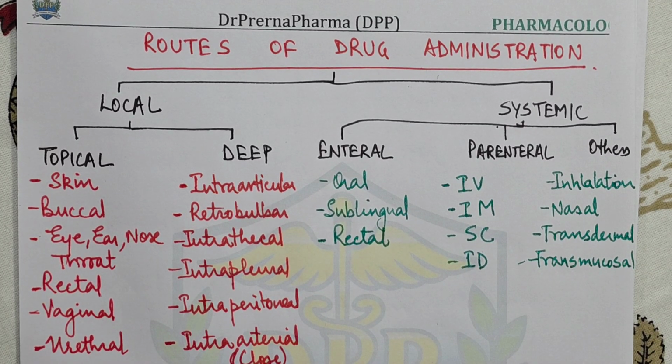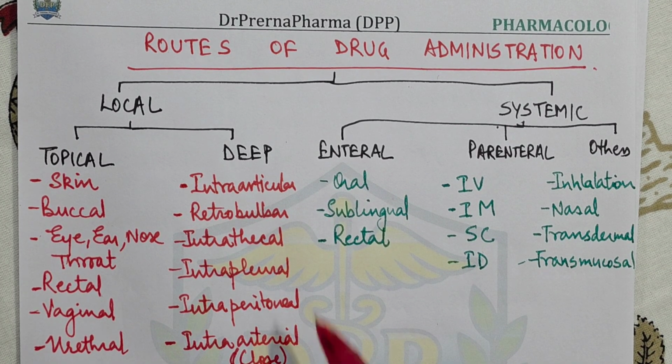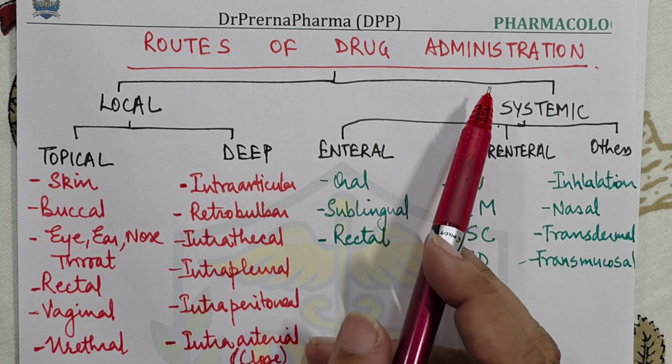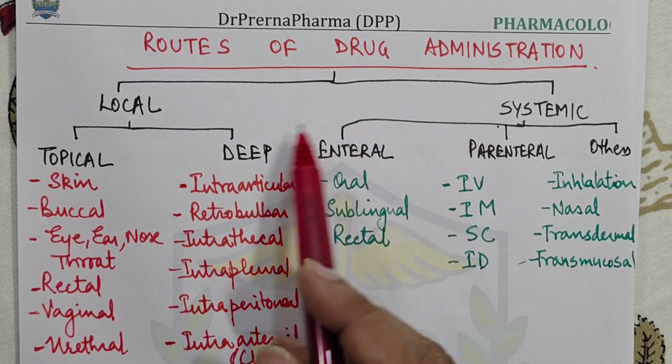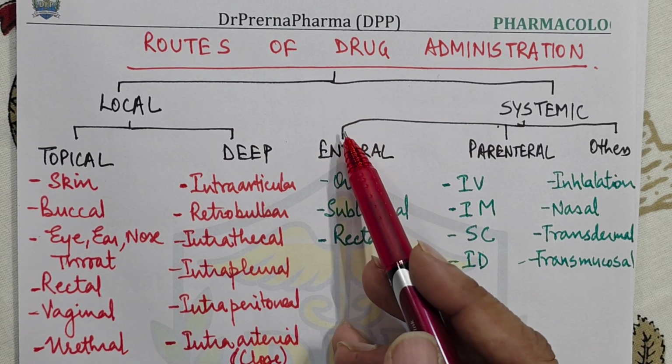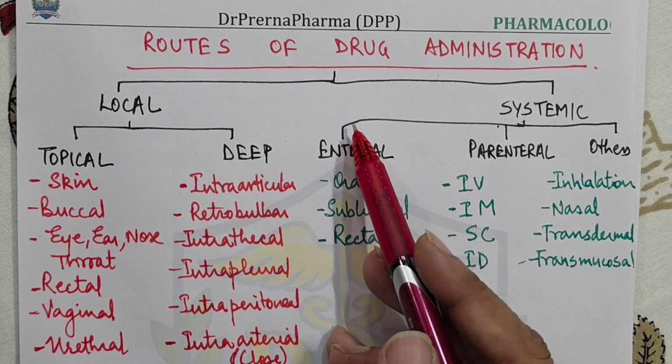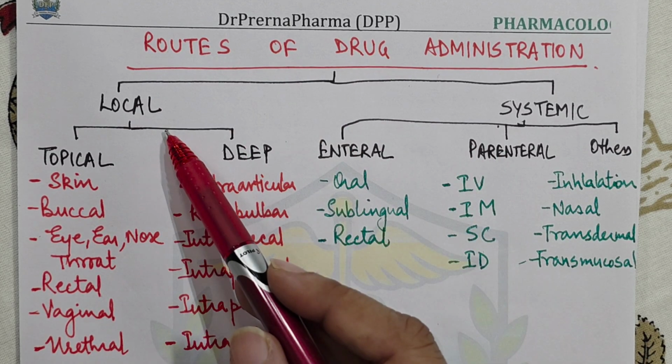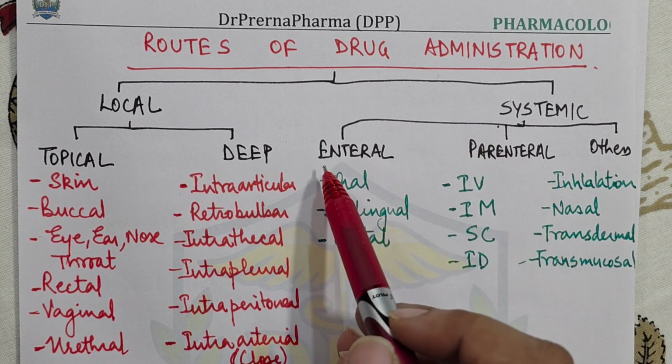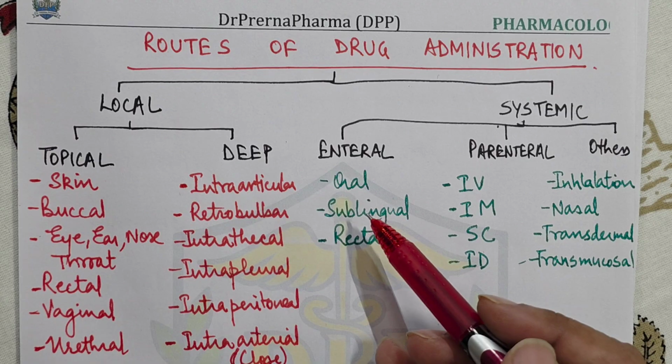Students, now in this lecture, we are going to study about the routes of drug administration. Routes of drug administration is a very important part of general pharma. We need to understand how the drug is administered. A drug can be given by a variety of routes. They are called local or systemic. The choice of a route depends on many factors. We'll see them one by one.